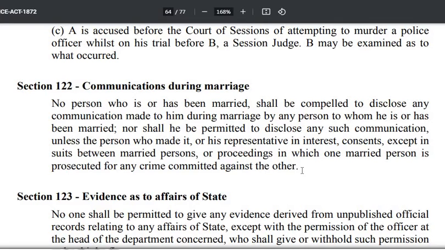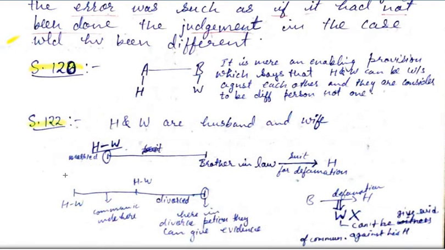But when the communication should have taken place during the marriage. For example, say suppose H and W, इनकी marriage हुई here and marriage is continuing. Now suppose here the H is in proceeding with brother-in-law. किसका brother-in-law?